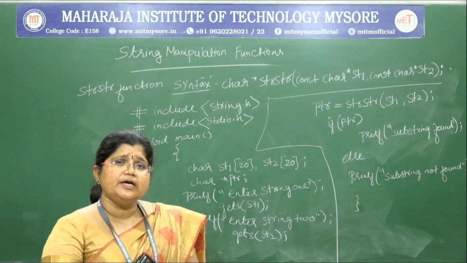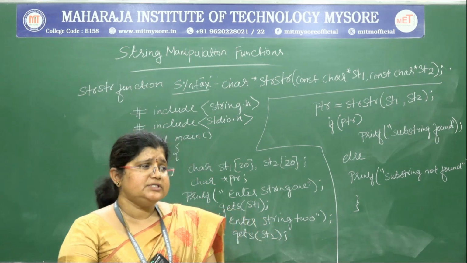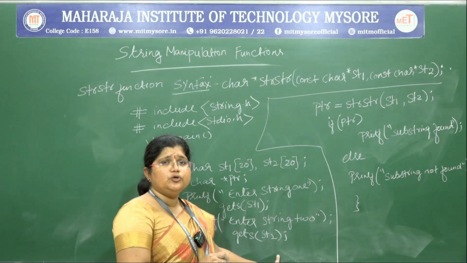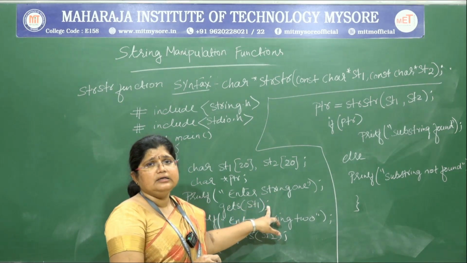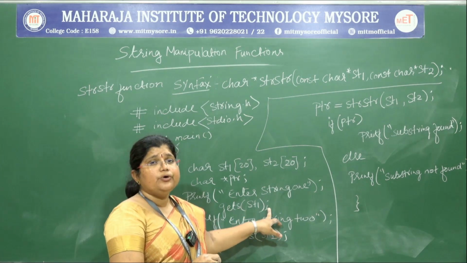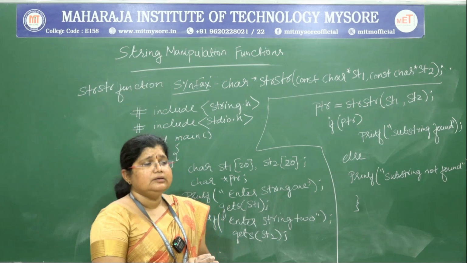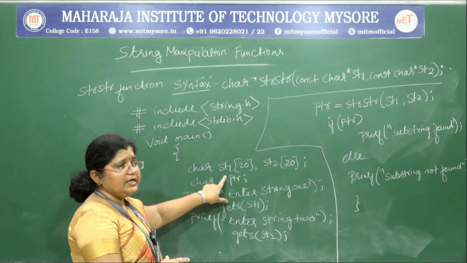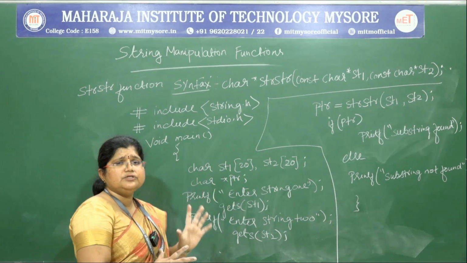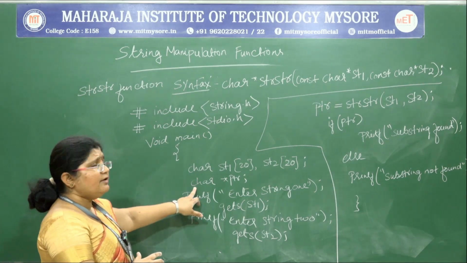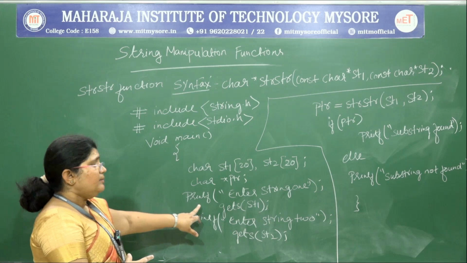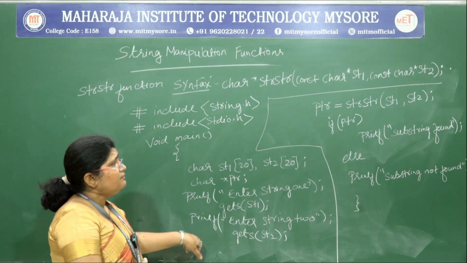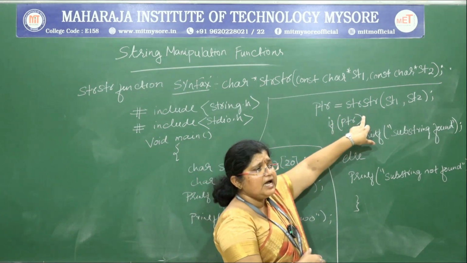Whenever we execute the strstr function, the first occurrence of str2 in str1, that particular pointer is going to be returned by the function. In this case, you can see we have two strings, st1 and st2, which we have taken here. Then we have taken the pointer, entering the first string, enter the second string. After entering both strings, we are going to execute the function strstr.